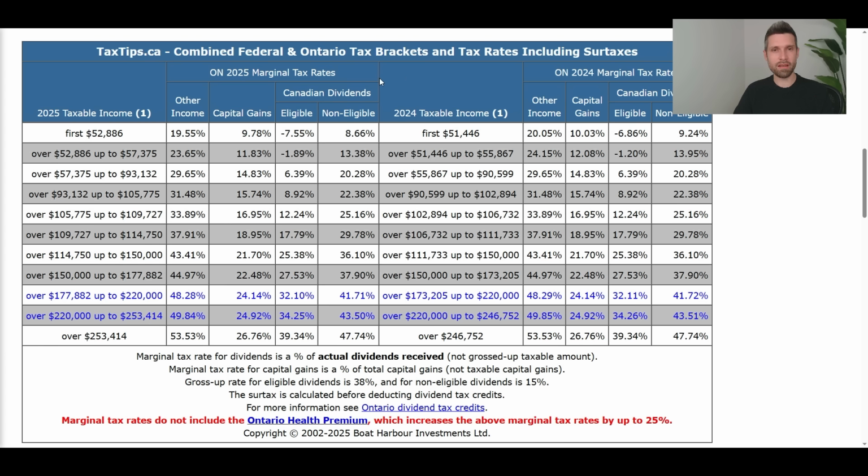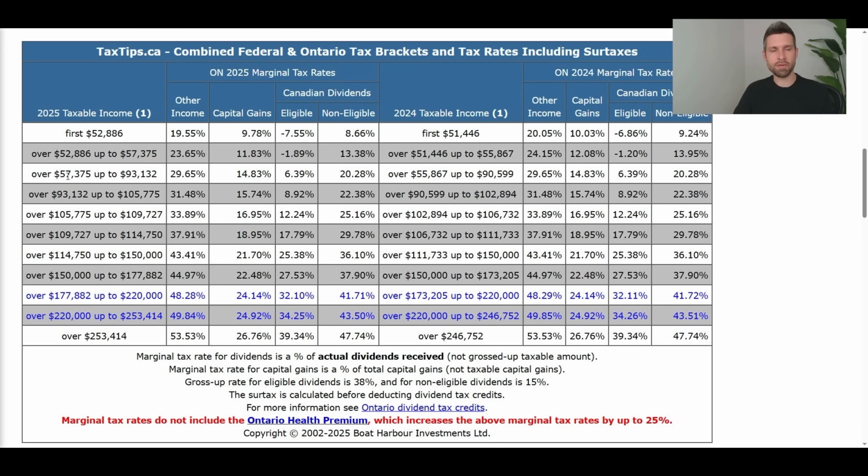So we're just on taxtips.ca here. You can already see the negative 7.55% that we had highlighted in our calculations in Ontario. That's at the first income level in Ontario. Even at the second income level, you still have a negative tax rate here in Ontario.